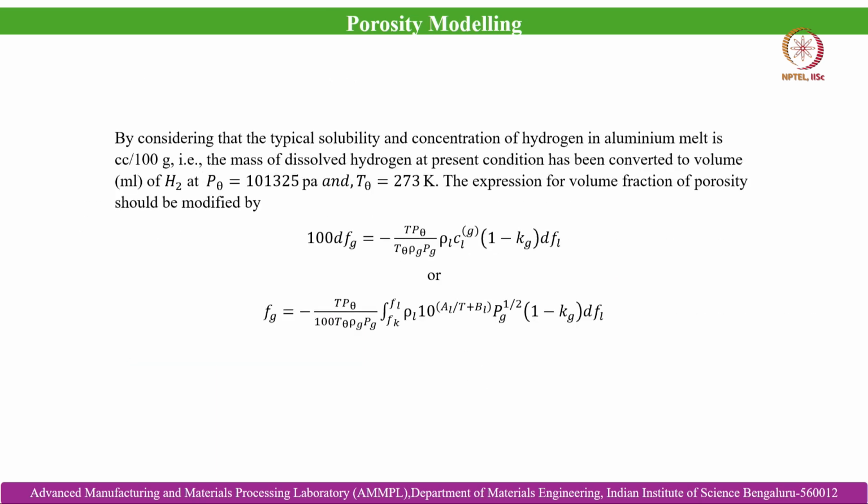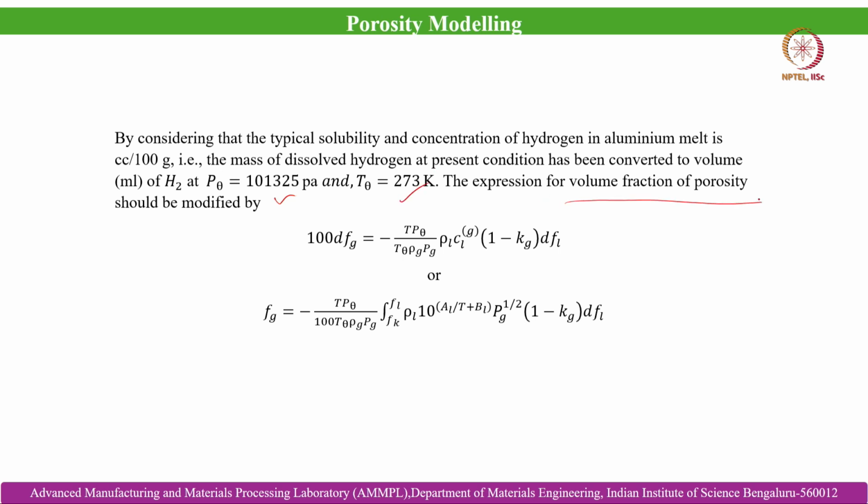So, here by considering the typical solubility concentration of hydrogen in aluminum melt, which is Cc per 100 gram, the mass of the dissolved hydrogen at present condition has been converted to volume of H2 at P theta. So, this, as I mentioned in the previous slide, is equal to 101,325 Pascal, and T theta is equal to 273 K.